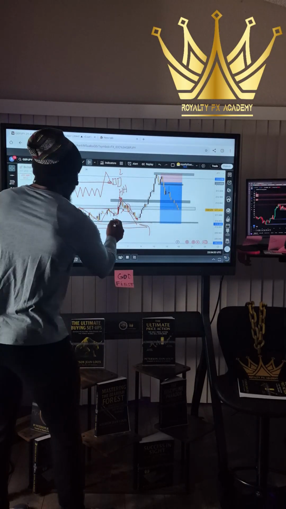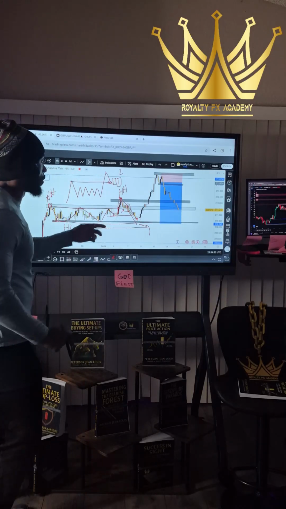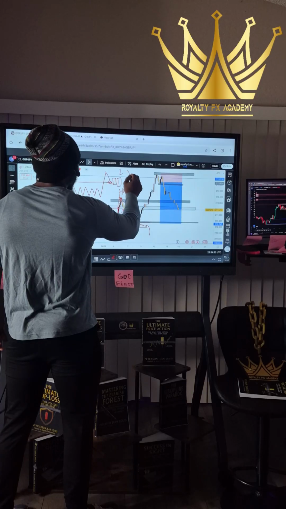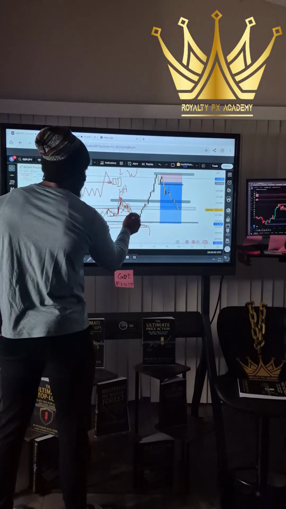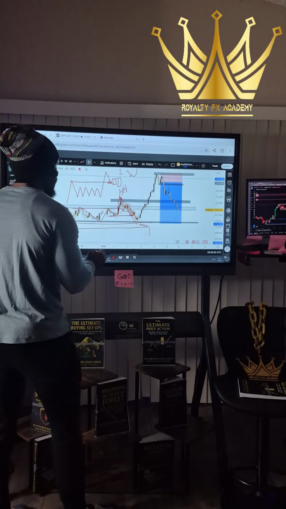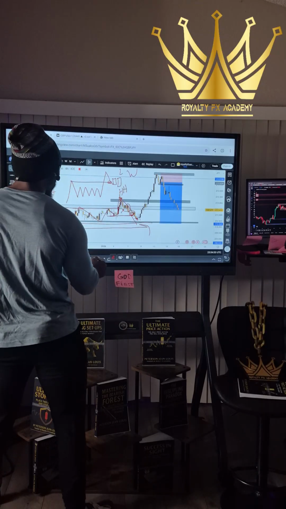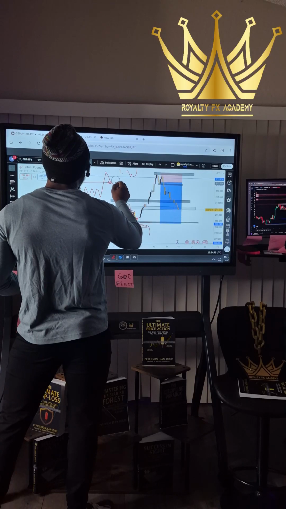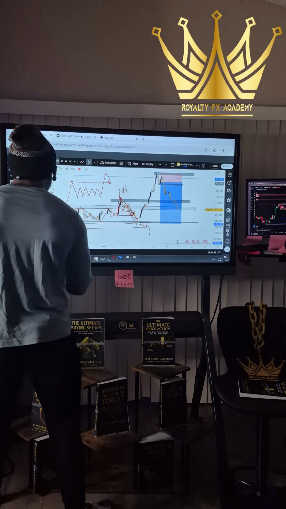Now, the next target TP for me was the next structure point. It did get hit, right? So I made my money back plus more. And then I took the bullish engulfing because I saw it as a deeper break and retest. What do I mean by that? Look, here, let me get rid of this right here, okay? So we can be on the same page.